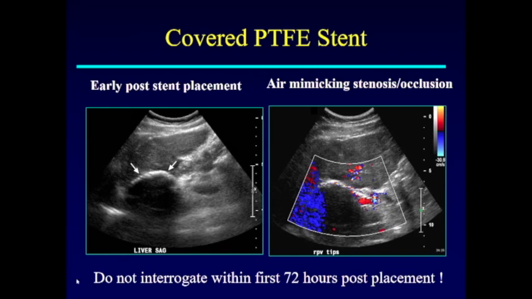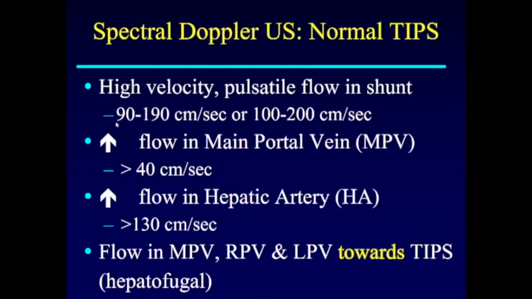So the recommendation is do not interrogate these PTFE-covered shunts or stents within the first 72 hours of placement if you're not aware of this artifact. If you are aware of it, you can say, well, we can do it, but it's going to be useless because I can't really tell you much about it. So what's the normal Doppler appearance of normal TIPS? There's been a lot of variability in the literature, multiple studies out of Mallinckrodt, out of UCSF several years ago, but people generally agree that the lower and upper limits of flow through the shunt are anywhere between 90 to 190 or 100 to 200 centimeters per second.